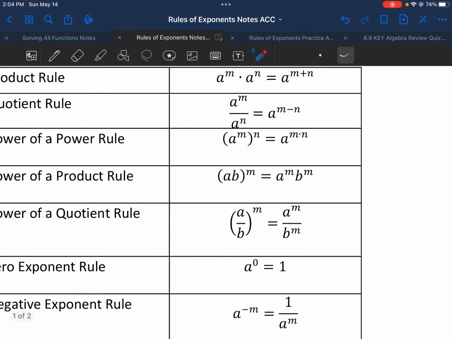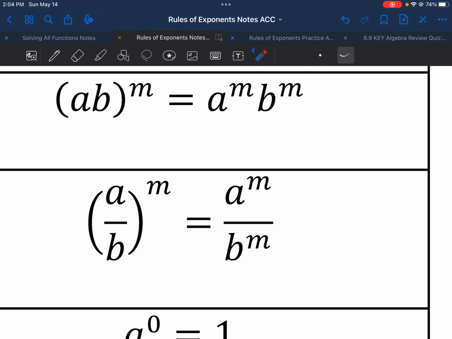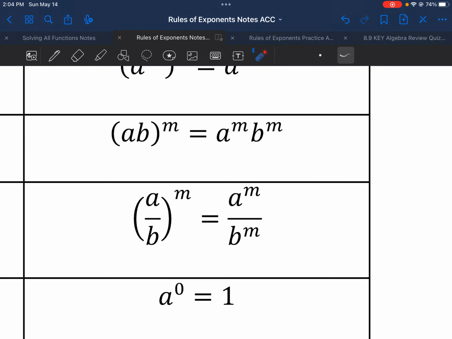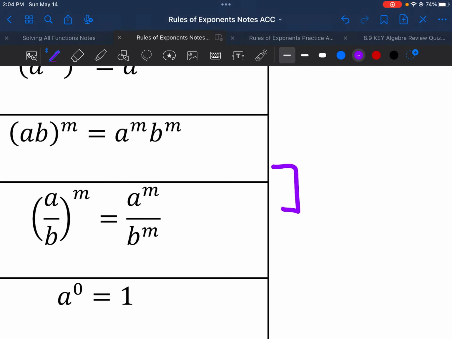All right, power of a quotient. If we are dividing two bases and we're raising them to a single power m, then we can go ahead and take this power and distribute it to both the a and the b, the numerator and the denominator. Now, an important note here that we need to be aware of with these two.